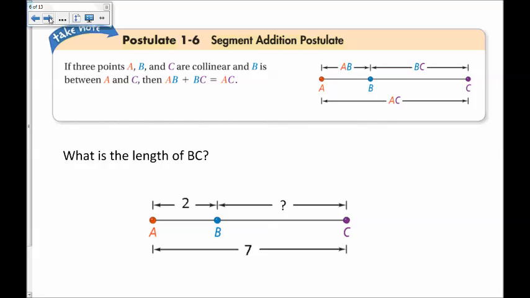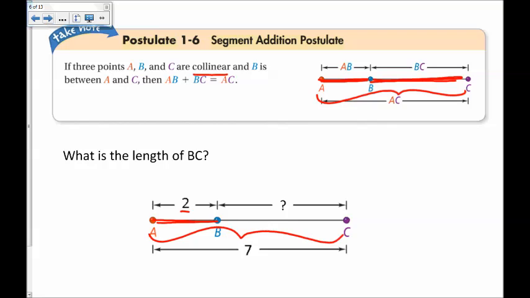The segment addition postulate says that if 3 points are collinear on the same line, then this distance AB plus this distance BC is equal to the distance between A and C. So for example, let's use the segment addition postulate. AB is 2, and AC is 7. How long is BC? Well, it will be 7 minus 2, which is 5. That's using the segment addition postulate.